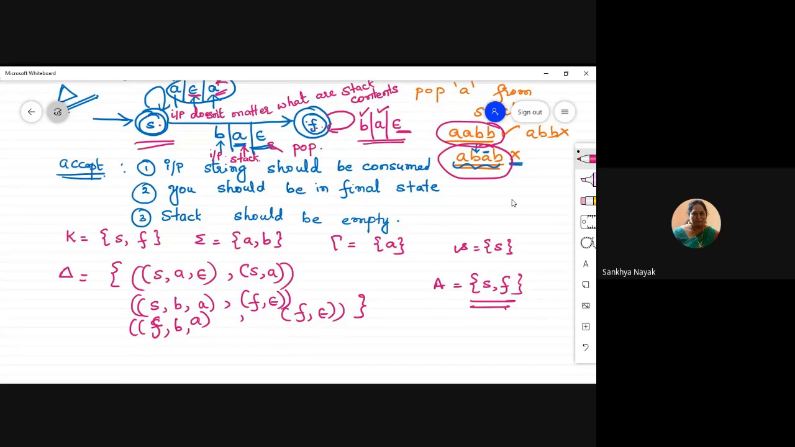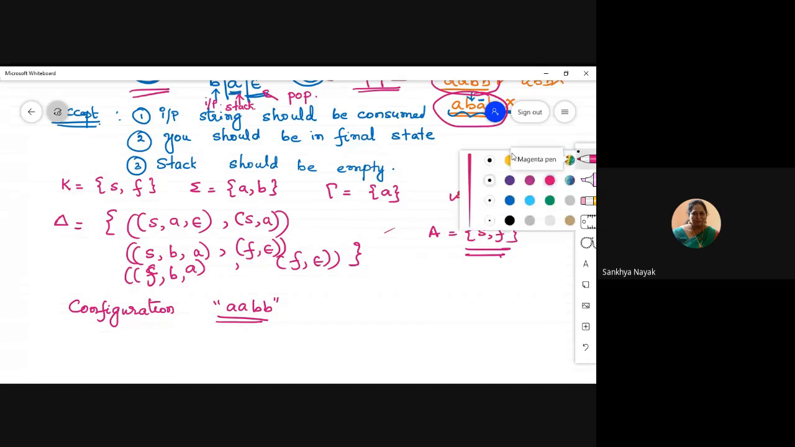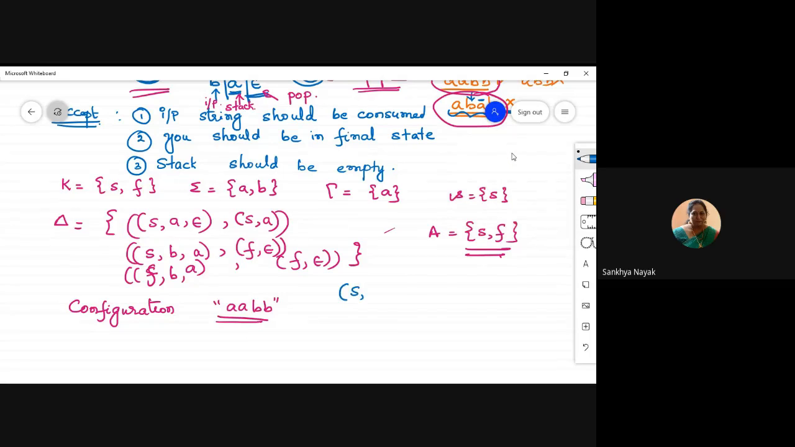So that's called a configuration, right? So let us see how this PDA behaves for a configuration called AABB. If what we have designed is correct, this one should be accepted, correct? This one should be accepted. So how do I show the configuration? I'll start from the starting state. My input is AABB, and initially nothing is there inside the stack.